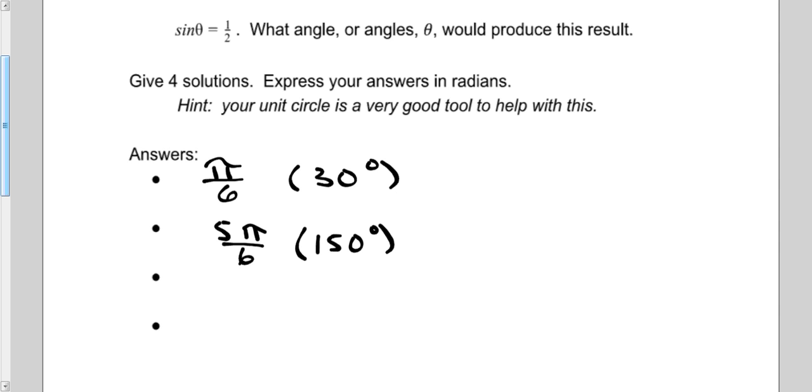Okay. Is there any others? Think coterminal angles. What does coterminal mean? It's back to reviewing our definitions. Same initial side and same terminal side. Hence the coterminal, right? So, what angles have the same initial and terminal side as pi over 6?